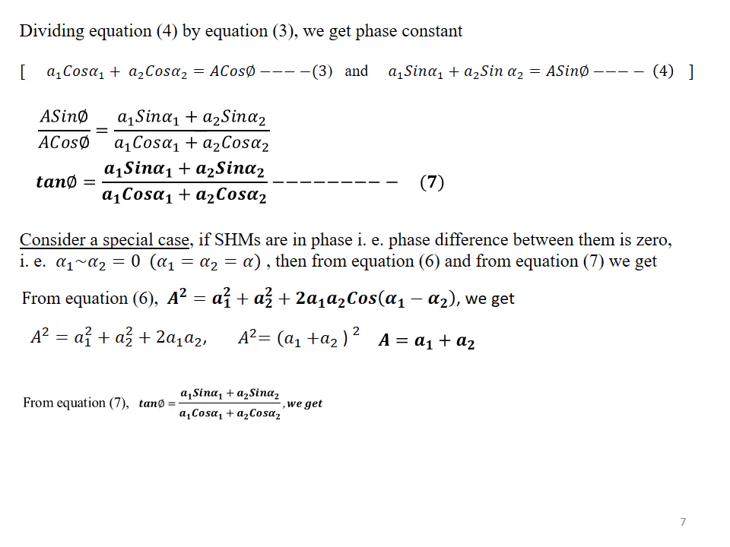And from equation 7, tan phi is equal to (a1 sin alpha 1 plus a2 sin alpha 2) divided by (a1 cos alpha 1 plus a2 cos alpha 2). We get tan phi is equal to (a1 plus a2) sin alpha divided by (a1 plus a2) cos alpha. That is tan phi is equal to tan alpha. Okay. Thank you everyone.